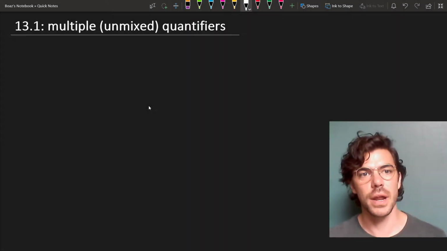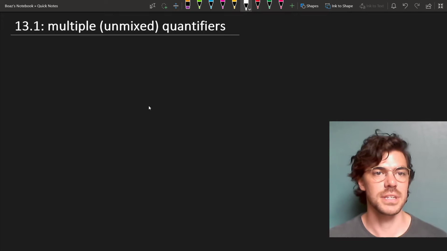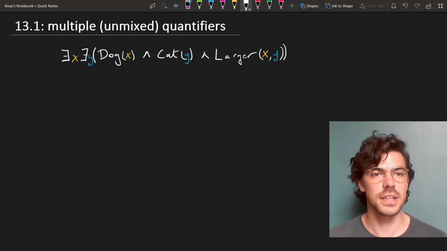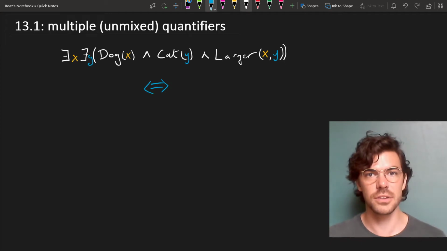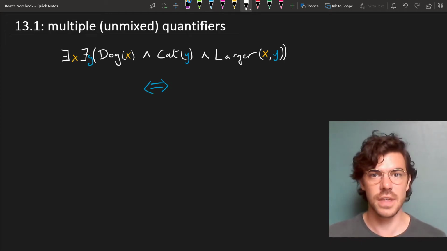Well, now it's time to look at what happens with multiple quantifiers in the same sentence. For example, consider the following. What this sentence says is that something is a dog. I've color-coded the variables here so we can just see the structure a little more clearly. And that something is a cat, and the dog, the X, is larger than the cat. So in all, this is equivalent with the English sentence, some dog is larger than some cat.